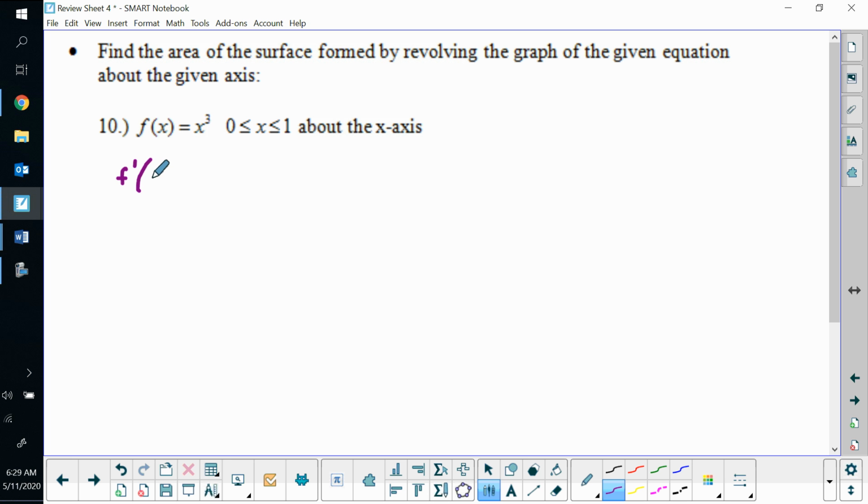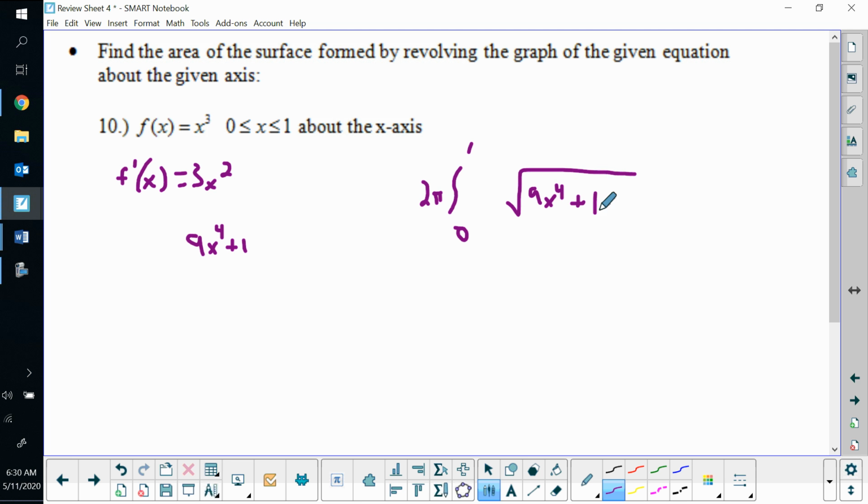So let's go ahead and do our derivative. If we square that and add 1, we would get 9x to the 4th plus 1. So we're going to have 2 pi, the integral from 0 to 1. We'll come back for our radius in a second. And under the radical, we'll have 9x to the 4th plus 1 with a dx on the end. Remember, surface area and arc length can be done dx or dy. It does not matter. Usually, however, you go with what your interval is given in.